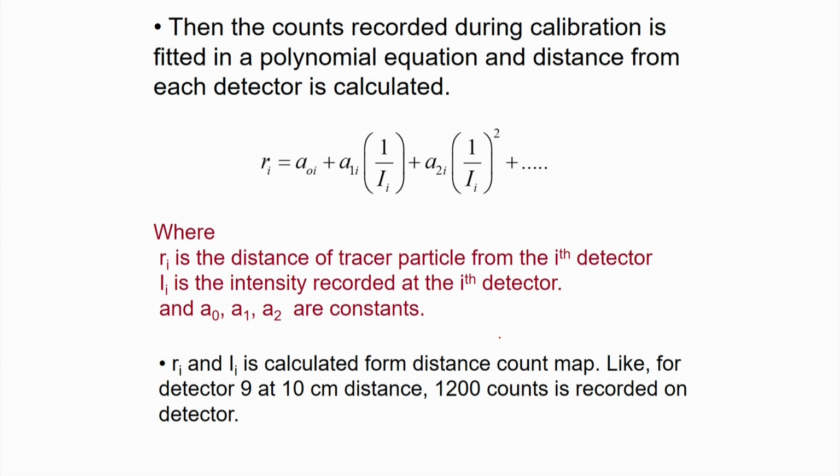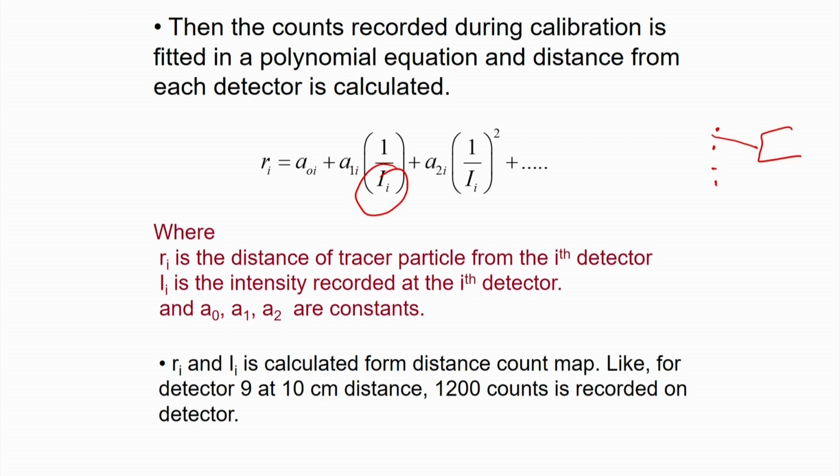So, the R square value is very high, the confidence in the fitting is very high, and we fit a polynomial, where Ri is nothing but the distance of the tracer particle to the detector. Again, the detector position is fixed. In calibration, you put the particle at several known locations, so you know the distance between the particle position and the detector. We also know the intensity, which is nothing but the count recorded on the detector. We fit a polynomial equation, and it is going to be 1 over I, because intensity will be high when the distance is low. In that way we fit a polynomial for each detector.